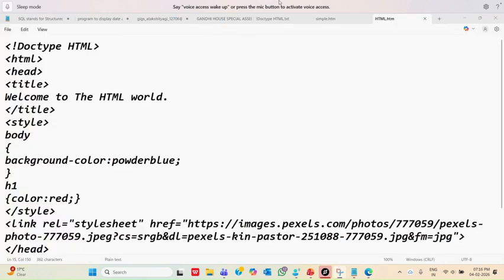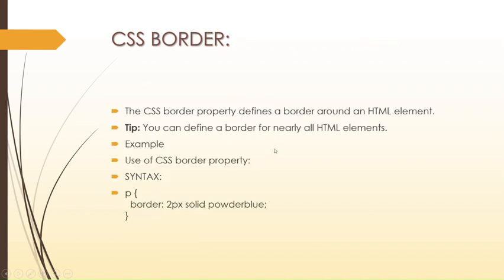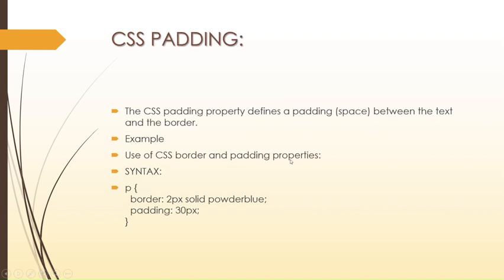So now let's move to our next element, which is CSS fonts, colors, and sizes. Here we will demonstrate some commonly used text CSS properties. You will learn more about them later. The CSS color property defines the text color to be used. The CSS font family property defines the font to be used. The font size property defines the text size to be used. So we have done all these properties. So next, CSS border. We have also done this border in our last session. If you haven't watched that video, you can go and watch.